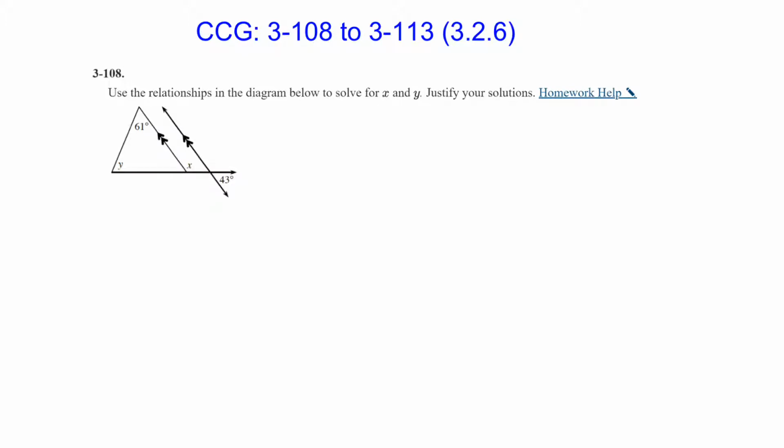Question 108. Use the relationships in the diagram below to solve for x and y. Justify your solutions.